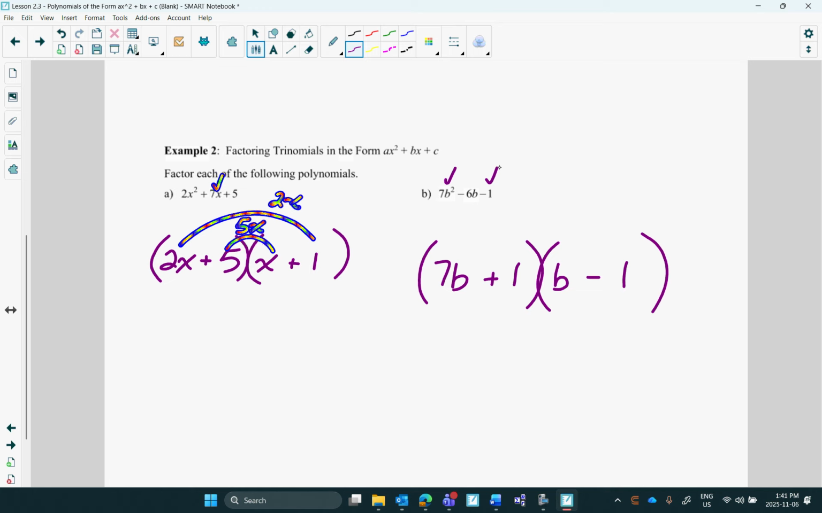So I know that I've chosen everything so that those two work. I'll save my time writing the rainbow. I'll just use red. What's this times this? 7b. Positive or negative? Negative 7b on the inside. B. And together these make? Negative 6b. Which is the middle. That's it. Okay?